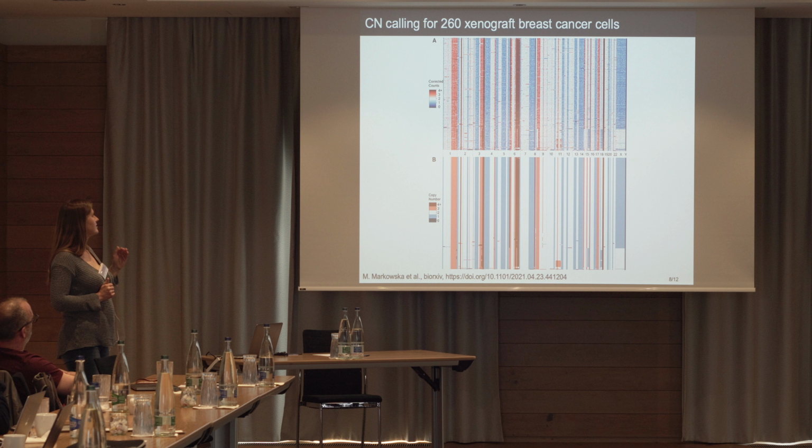And you can see that CONET denoises the data and infers most of the copy number changes, even the very narrow ones, provided that they are present in a sufficient number of cells.